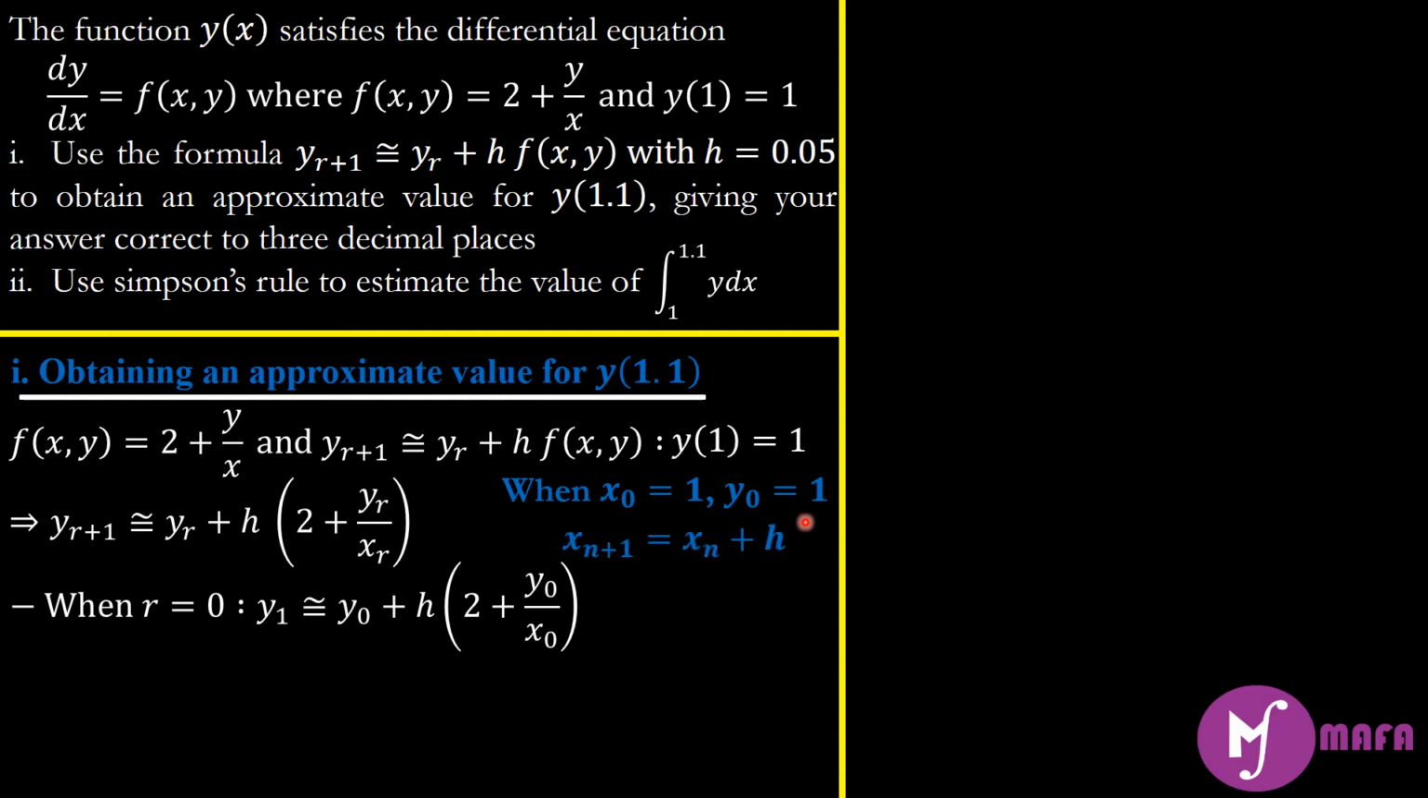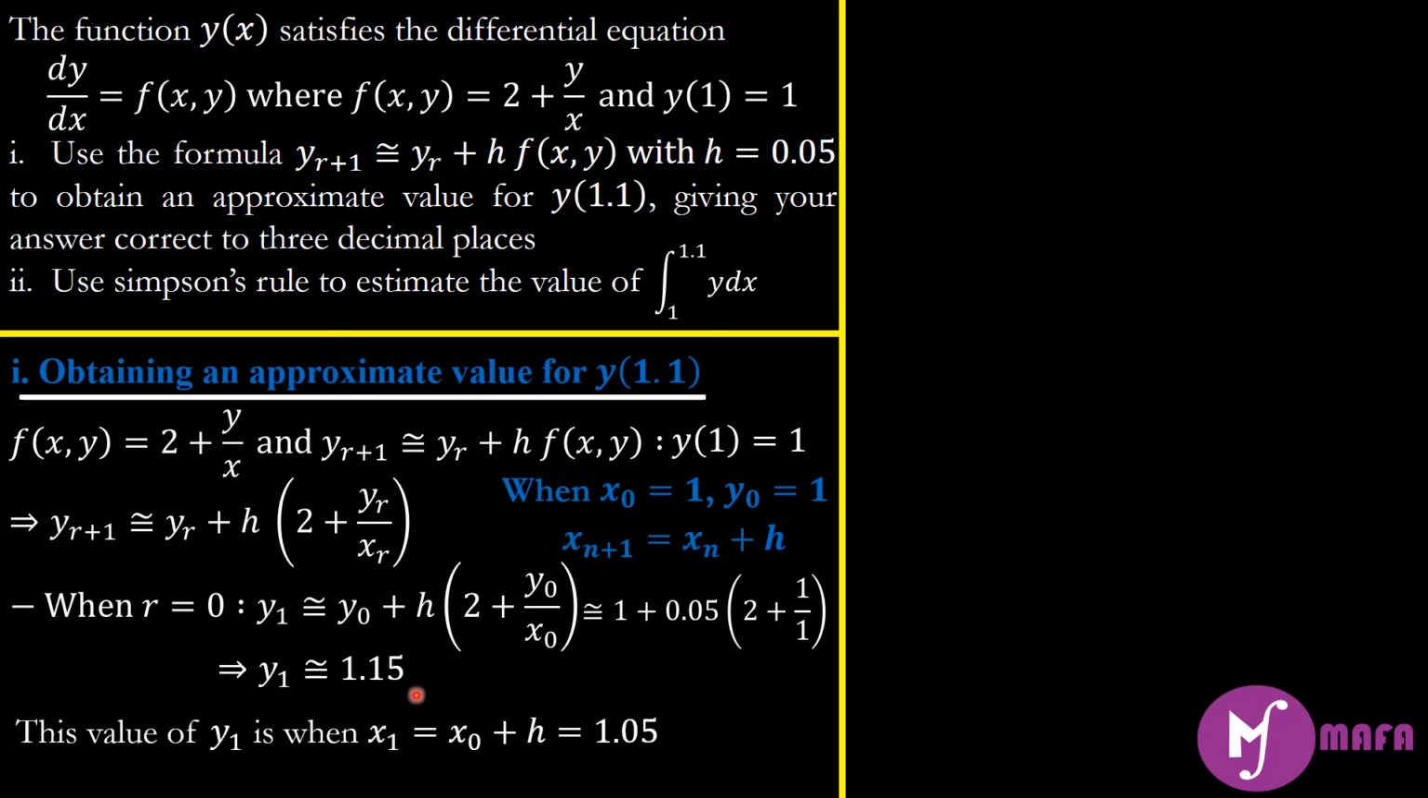We should also recall that x_{n+1} is equal to x_n plus h. h is called the step length. We are going to use this property when we proceed with the equation. So from here we can find y1 by just replacing our step length with 0.05, and x0 and y0 with 1 and 1. If we simplify correctly, we are going to get 1.15. And it should be noted that this value of y, which is approximately equal to 1.15, is simply the value when x is equal to x1.